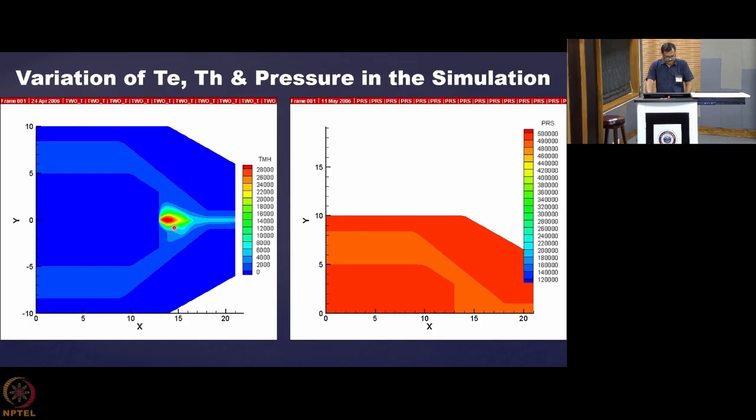So, this one is the distribution of the electron and heavy species temperature, as you are seeing over here.